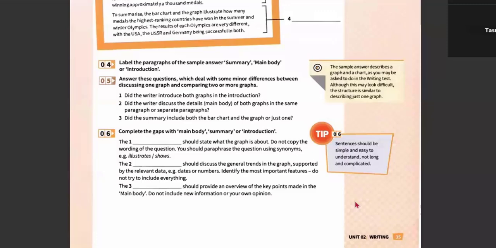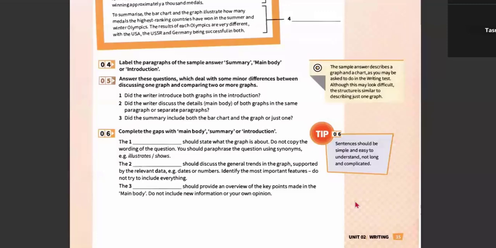Okay, let's look into the first sentence that is given here. The dash should state what the graph is about. Do not copy the wording of the question. You should paraphrase the question using synonyms, for example, illustrates or shows. Number two, the dash should discuss the general trends in the graph supported by relevant data, for example, dates or numbers. Identify the most important features. Do not try to include everything. And the third sentence says the dash should provide an overview of the key points made in the main body. Do not include new information or your own opinion.